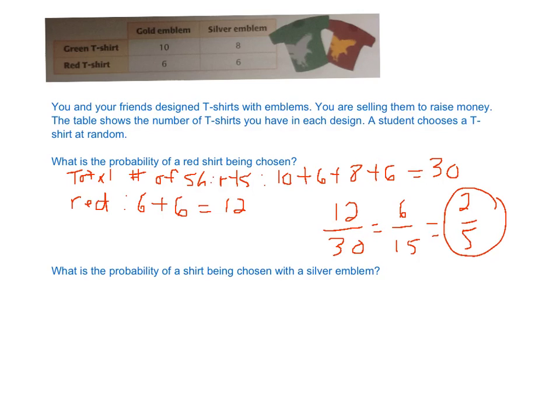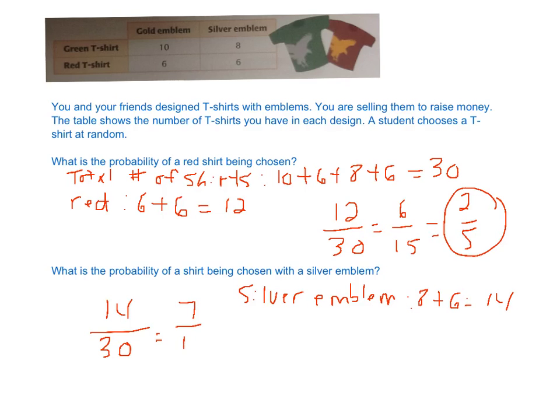Alright, then we're looking at this next part. What's the probability of a shirt being chosen with a silver emblem? Well, we do know there are 30 shirts total. We did that in the previous part of the problem. Well, we got to find out the silver emblem. So if we look at the table, we see that there are 8 and 6 of them, so that gives us 14. So 14 of the 30 have a silver emblem. That can be reduced. Those are both even numbers, so we can cut that both in half, and we have a 7/15 chance.